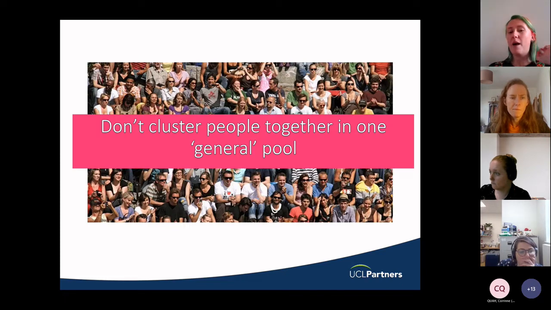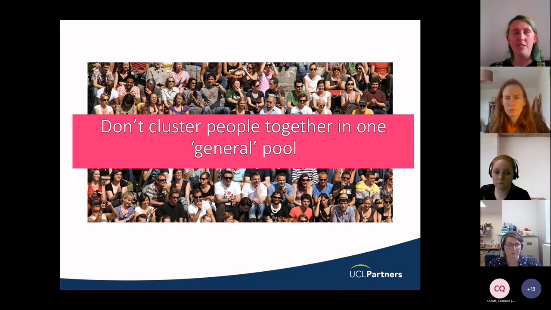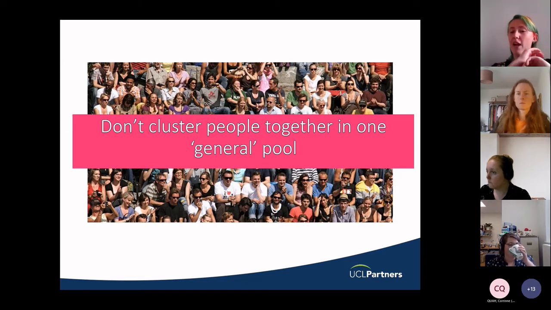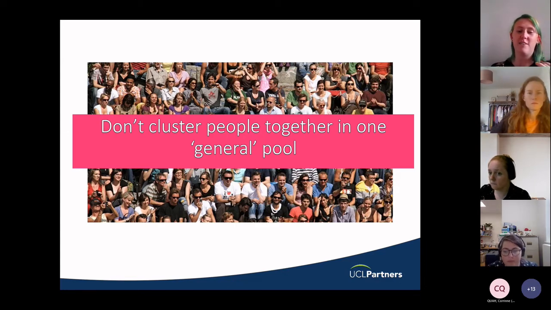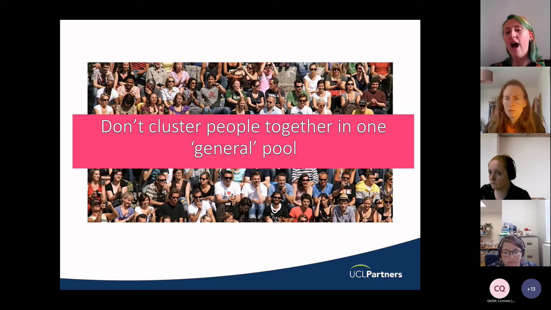So the first thing to say about thinking about your audiences and who you want to engage with is this idea of not clustering people. Don't fall into this pitfall that some people do, that they just say, oh well, I generally want to engage with patients, or I generally want to engage with the general public. These are words that we absolutely hate in patient involvement and engagement. So just avoid them, because the public and patients, they're not one giant homogenous group.